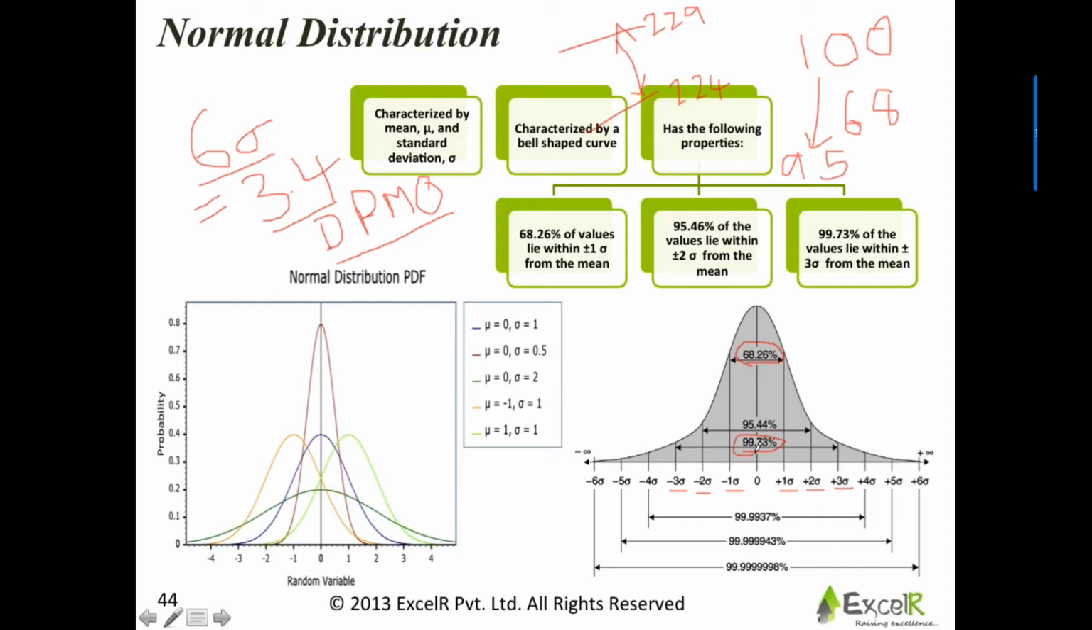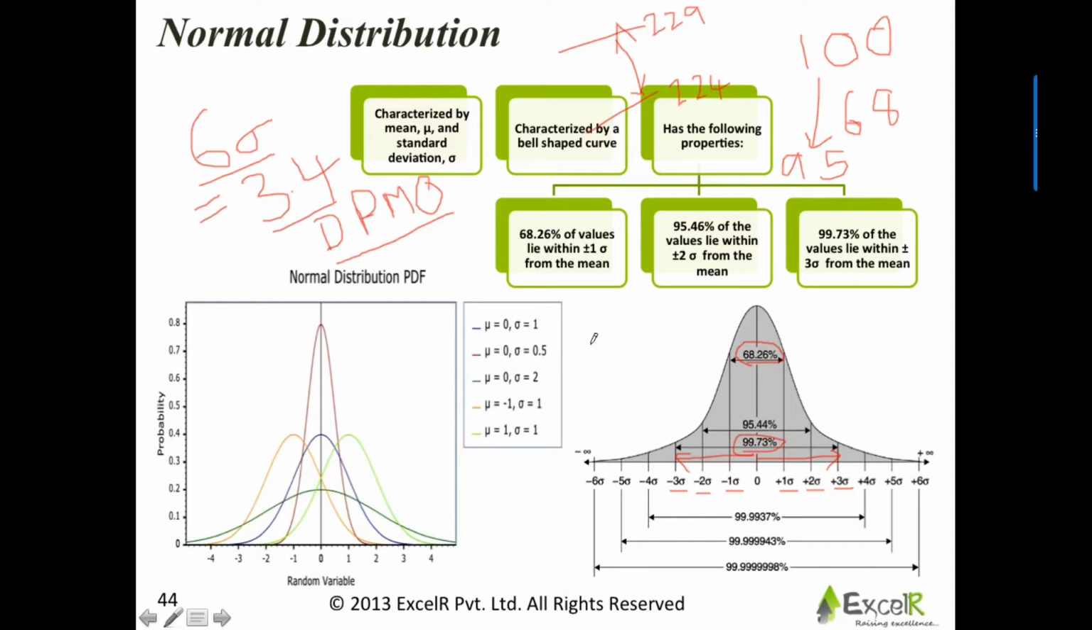99.73%, plus or minus 3 sigma. Can I call this 6 sigma? Plus or minus 3 sigma, 3 sigma on either side. Can I call this 6 sigma? No, right? So this is a frequent mistake which people make. If you have 3 sigma here and 3 sigma here, all put together, you do not call it 6 sigma. Instead, you call it a 3 sigma process.